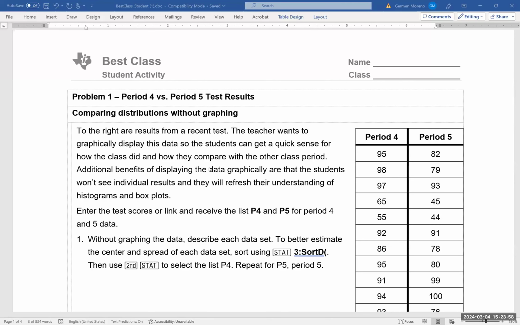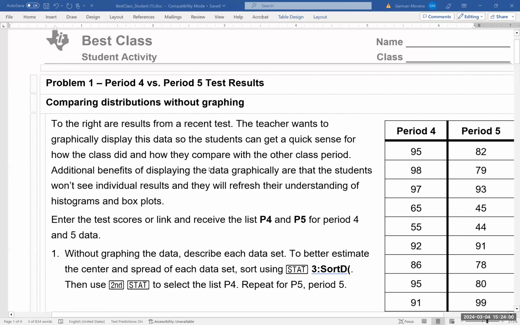Okay, so here's the project that we're gonna work on. This is project number one on the TI-84 calculator. It says, to the right are results from a recent test. Teacher wants to graphically display the data so that the students can get a quick sense of what the class did and how they compare with the other class periods.